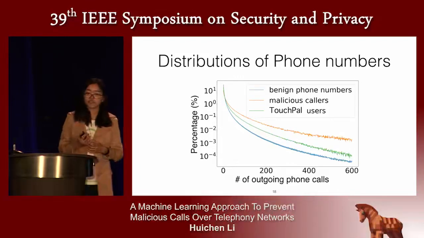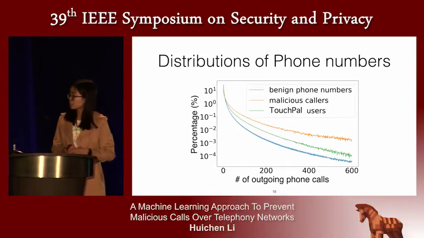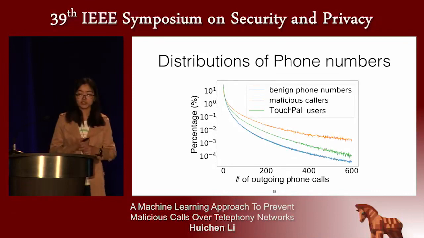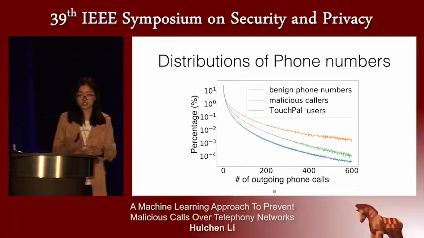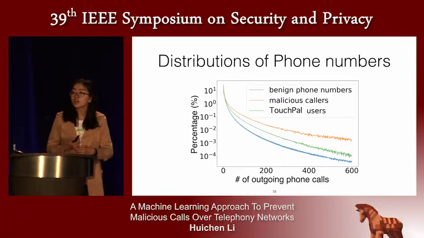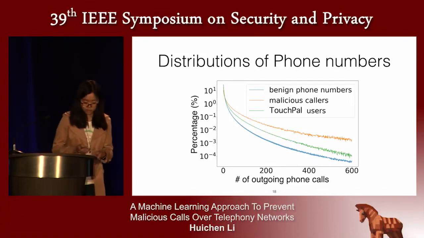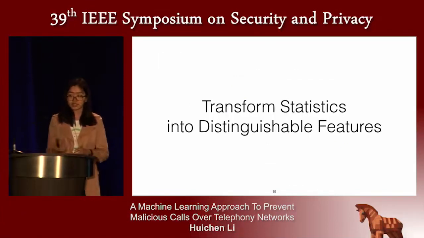The percentage of malicious callers in that range is much higher than the percentage of the other two categories, and this is consistent with our common sense. You can find more results and explanations in the paper. So with these statistics, we can transform them into distinguishable features.